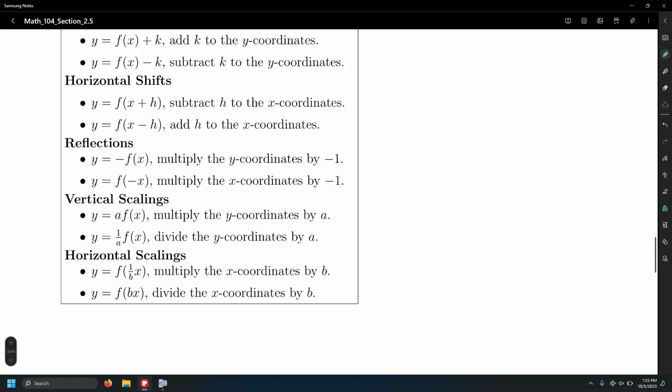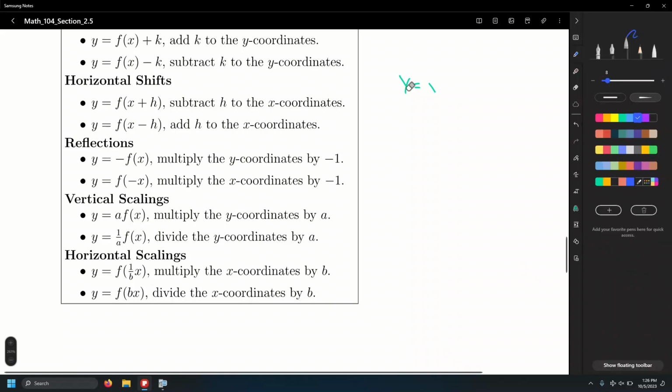How about the same one we did in class? The parent graph y equals the square root of x. Let me call it f. f of x equals the square root of x, g of x equals negative the square root of x. That will correspond to the negative in front of the function, right? And h of x equals the square root of negative x. That'll be the negative inside the function, right?